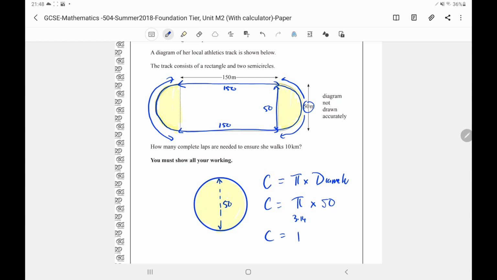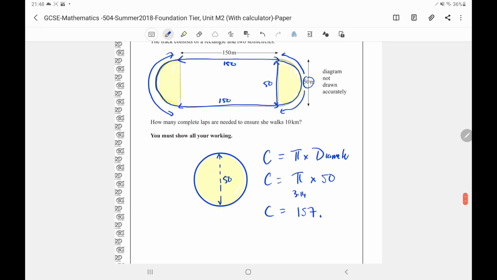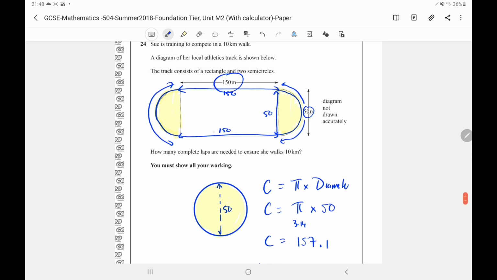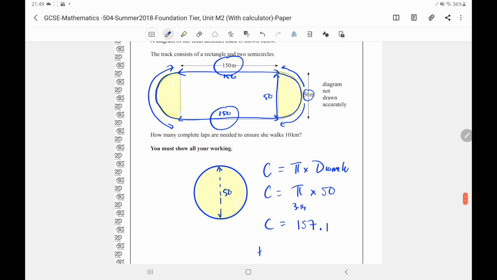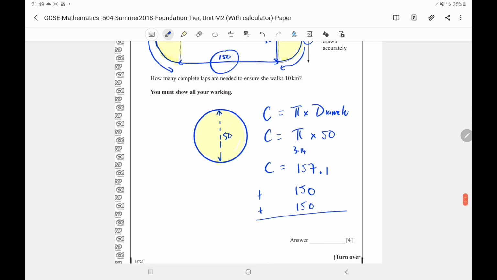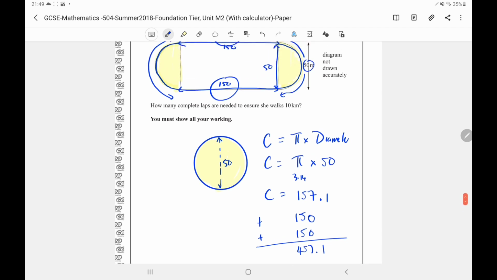And pi times 50 is 157.1. We'll still have to add on our straight bits, so we'll still have 150 here and 150 there. So the whole lap is 157.1 plus 150 plus another 150. So the total length of one lap, when you add it all together, is 457.1. Now it's not asking you for the total length.